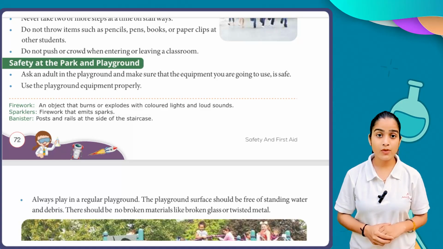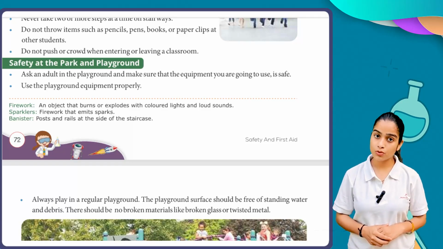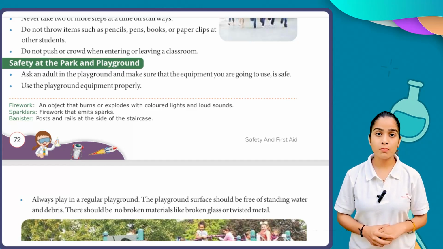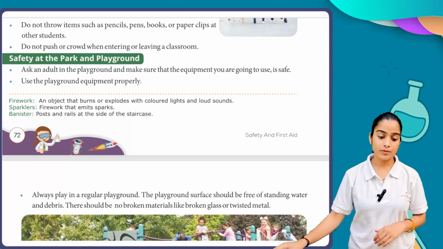Always keep in mind, first you have to check the safety of the tools and equipment you are using for playing. If an adult ensures that it is safe, then you can use it, otherwise no. Use the playground equipment properly. Don't make a jumble of your equipment in the playground. Play with it sincerely and accurately.